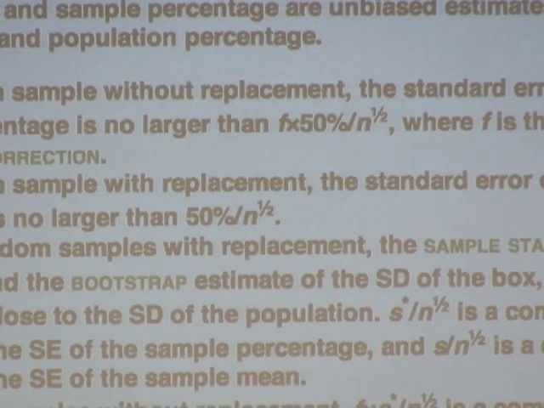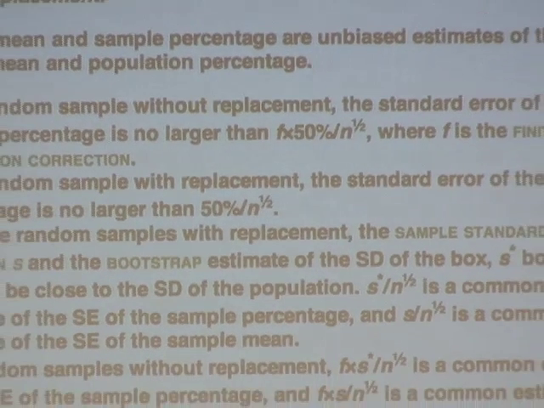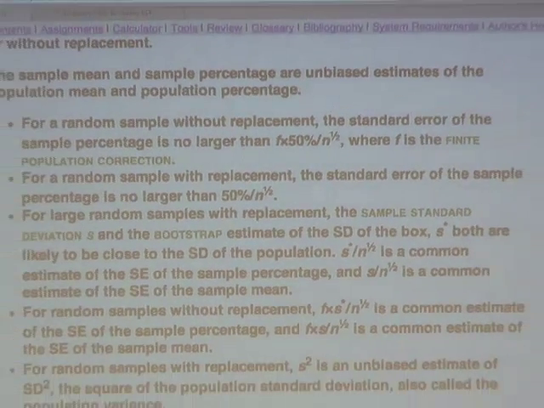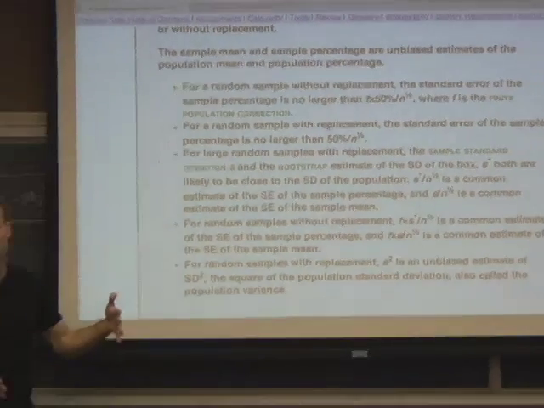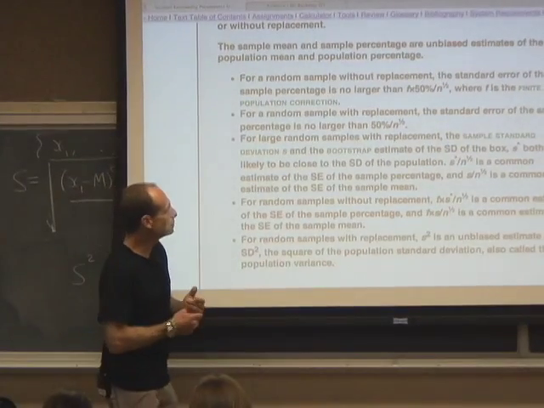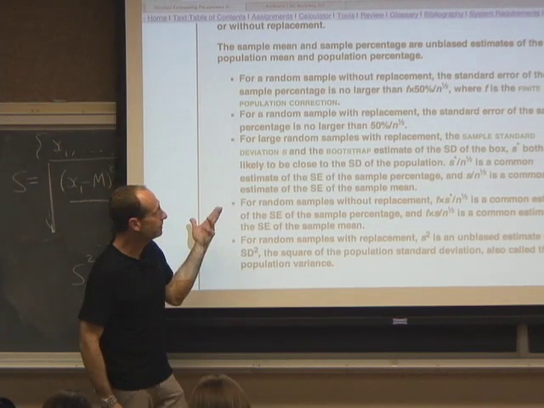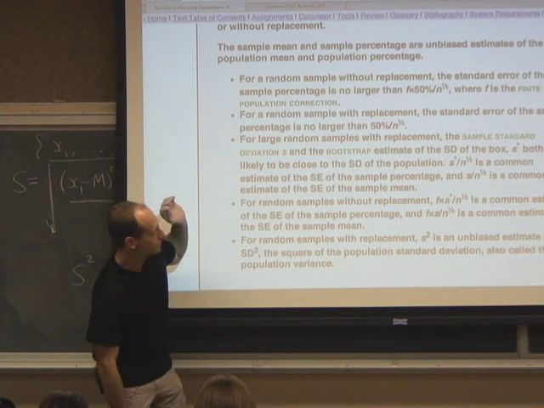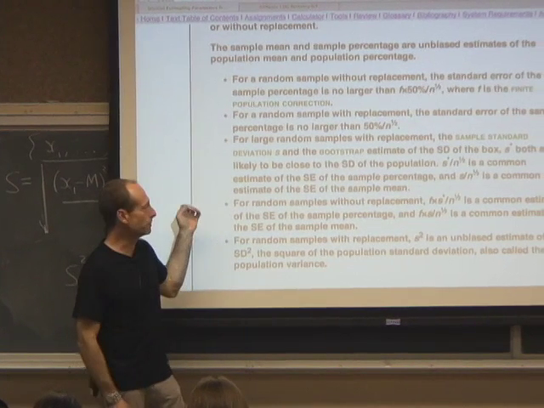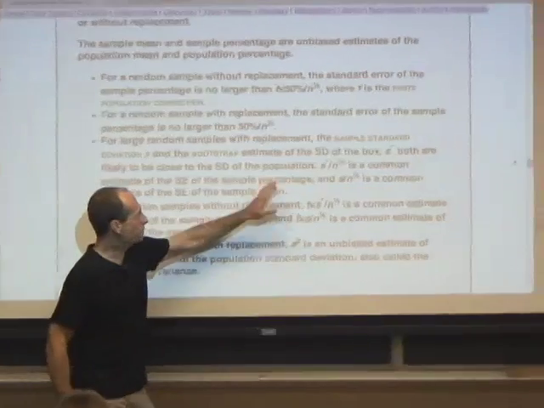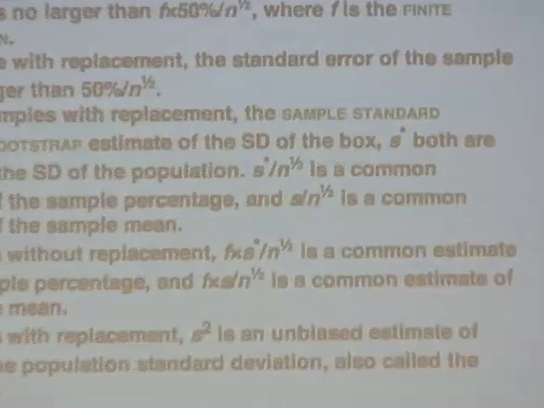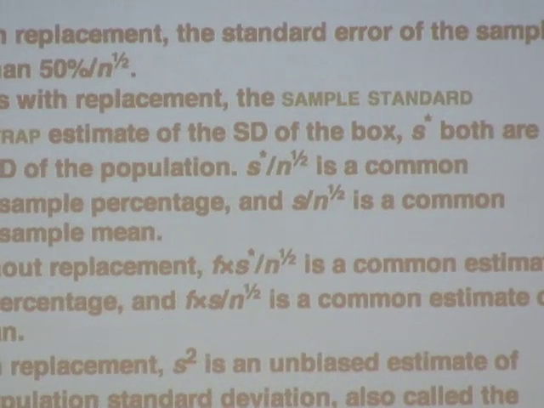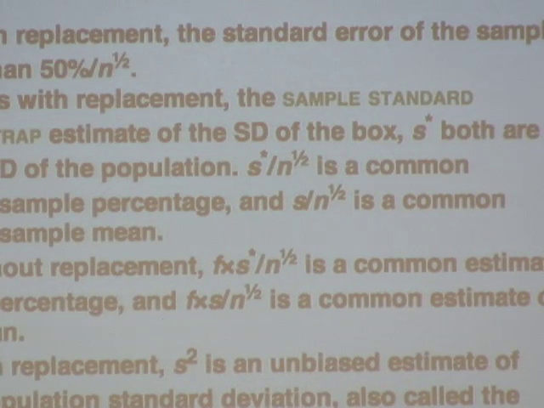And the resulting standard error is no bigger than 50% over the square root of n. Okay? Now, that's likely to be an overestimate of the SD of the box because it's a worst-case assumption. It pretends that you have 50% zeros, 50% ones in the box. We could estimate it instead using the bootstrap estimate. If the sample size n is big enough, then S star, the SD of the sample, is likely to be pretty close to the standard deviation of the box. And as a result, S star over the square root of n is a good estimate of the standard error of the sample percentage if you're sampling with replacement. It'd be f times S star over root n if you're sampling without replacement.